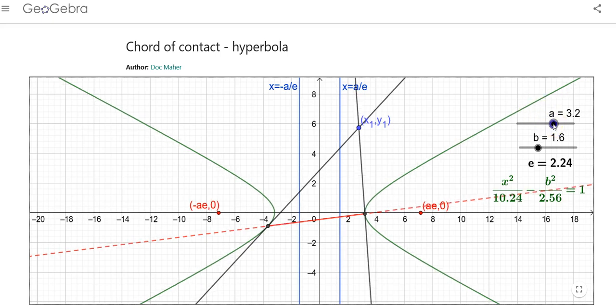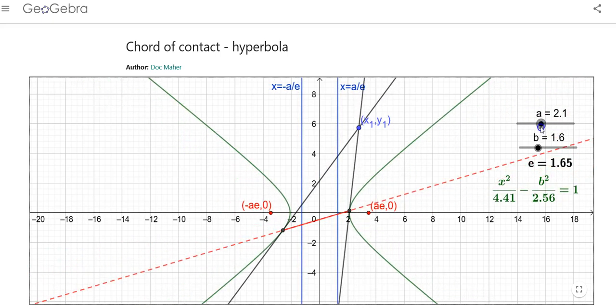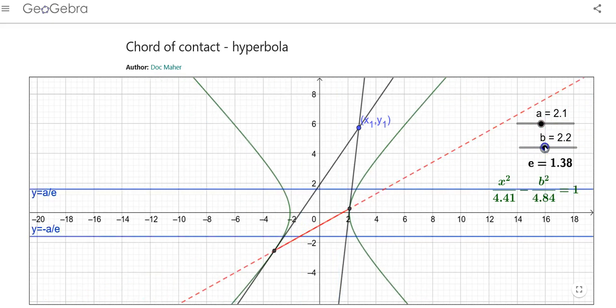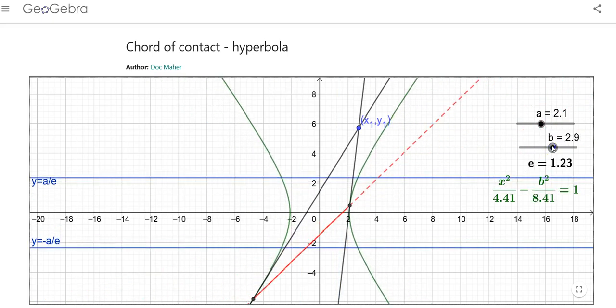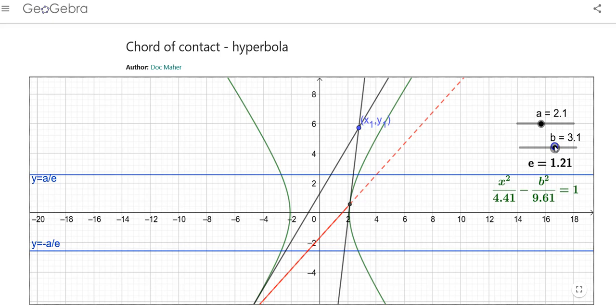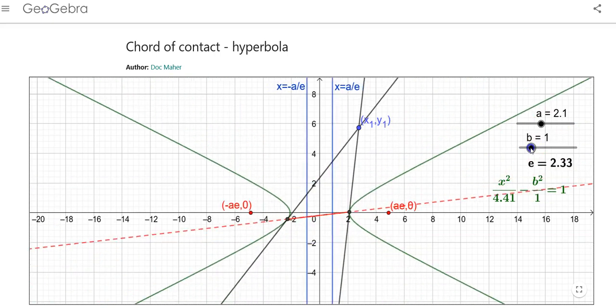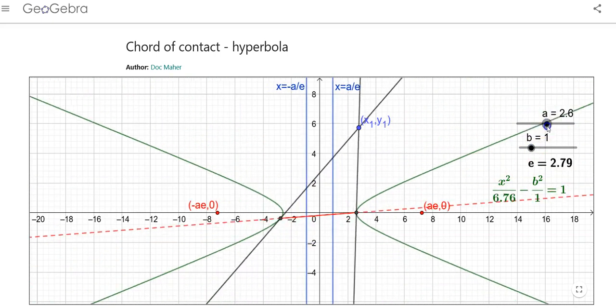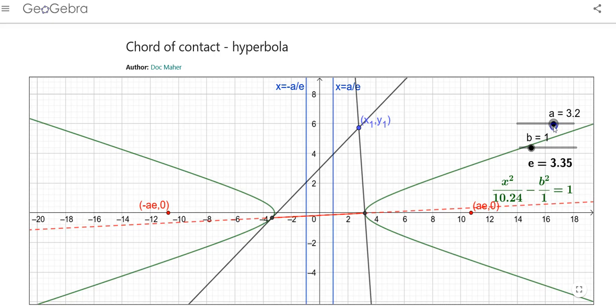But if I take a to be less than b, so I'll shuffle this here and shuffle this one up, then my branches of the hyperbola are compressed horizontally. So it looks like it's being squashed from left and right. And of course the directrices and foci are in slightly different places. So let's just go back to our more usual one. We'll spread it out a little bit.